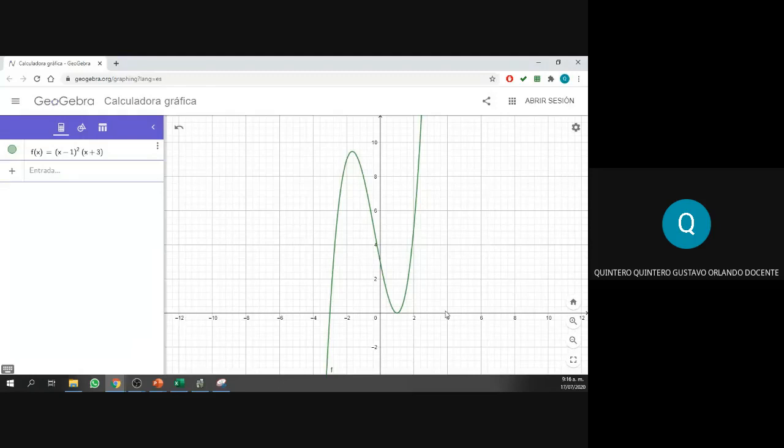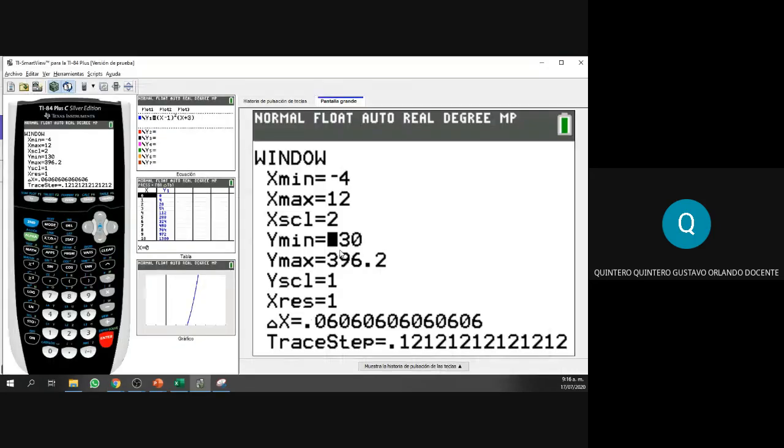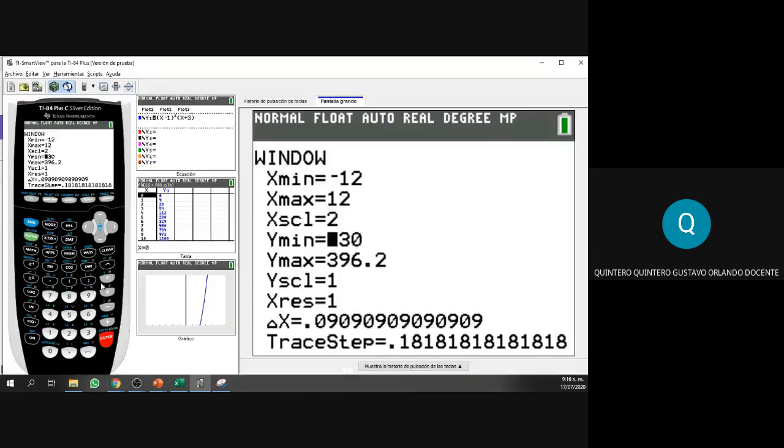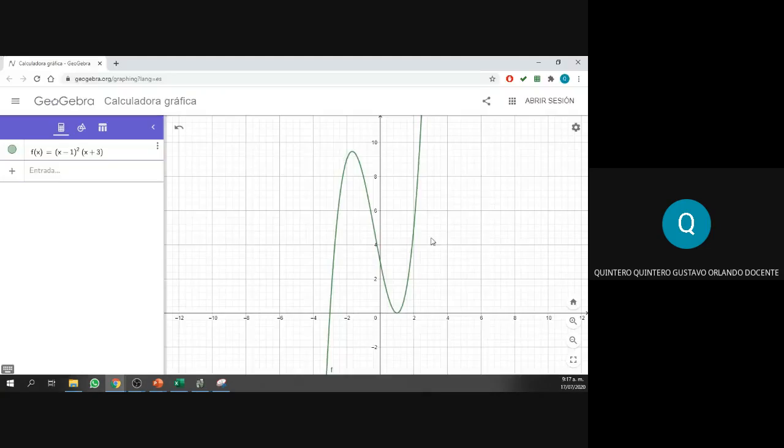So from -12 to +12. -12 to +12. There, scale of 2. And in y, I want -4 to +12. So -4 to +12. And again, a scale of 2. You can change this however you want. I just want to have this so that we have the exact, precise graph, right?